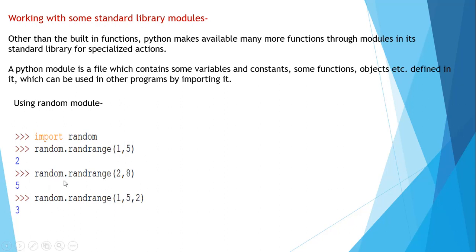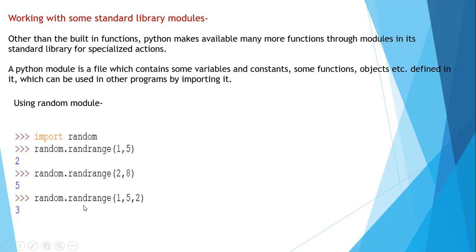Similarly, we have again written random.randrange(2, 8). Now it will create a random value, meaning at a time it will print a single value. Among that set, from 2 to 8, we have 2, 3, 4, 5, 6, 7, because 8 will not be included, it is the last. So in between 2, 3, 4, 5, 6, and 7, it has generated a random value, that is 5.